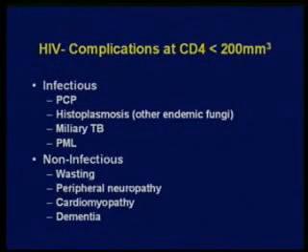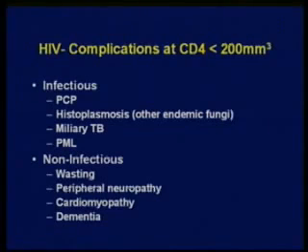So here are HIV complications at T cell count under 200. And by the way, it's called CD4 T cell, but nobody ever says CD4 T cell. It's too long. So you say CD4, or you say T cell. Same thing. All right? So infectious: PCP, pneumocystis pneumonia, histoplasmosis and other endemic fungi, miliary TB.